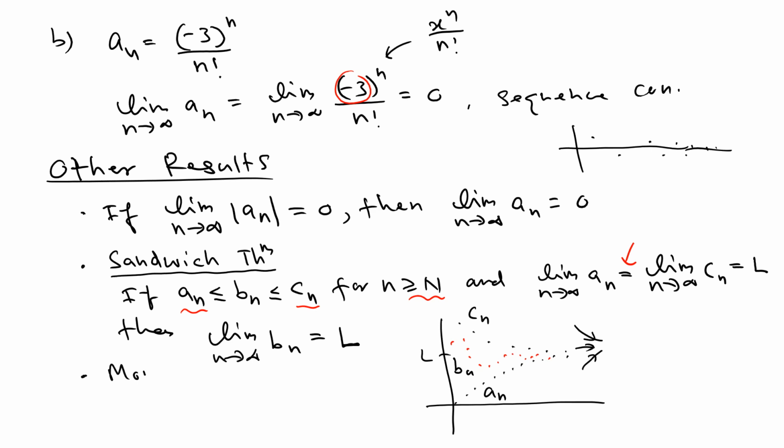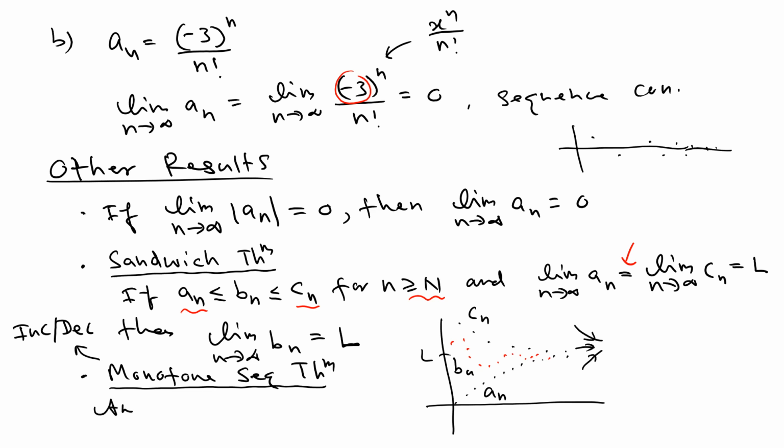Good. One last thing is what we call the monotone sequence theorem. What does the monotone sequence theorem say? What's monotone? Monotone means one tone, mono means one. So it means either increasing or decreasing. That's what we call monotone. One type, one tone.